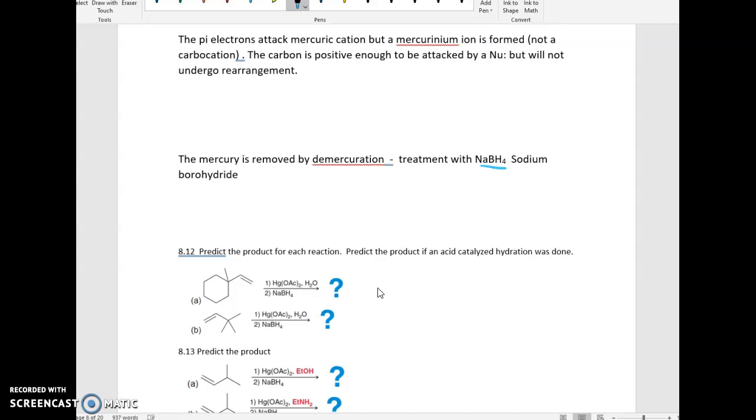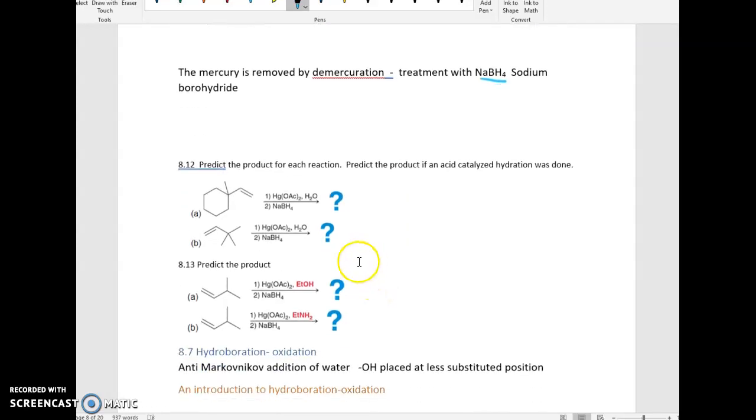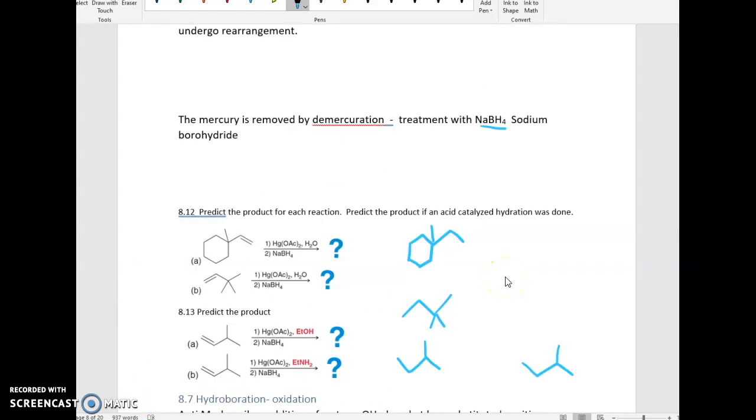So let's look at these and see if we can predict the products. This would be a good place for you to stop the tape and see if you can figure it out. Okay, as we said, these are going to be Markovnikov additions, so we expect the hydroxy to go at the more substituted position. This is the more substituted position, so we'll expect to get a hydroxy right there.